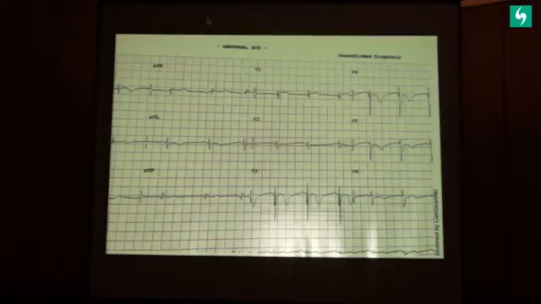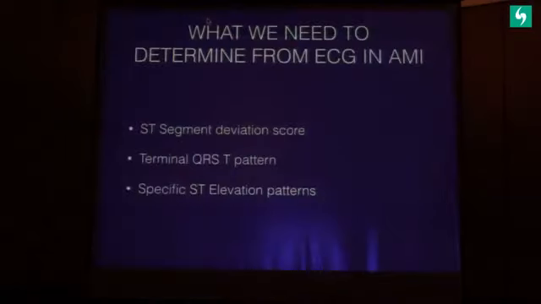So what do we need to determine from this ECG? We need to determine the ST segment deviation score. The more the ST segments, which are the segments that have changed? What is the pattern of T wave inversion? What is the specific ST elevation?